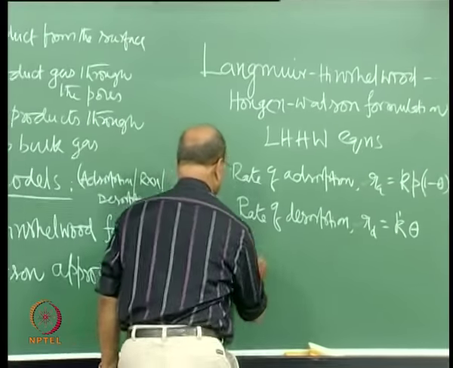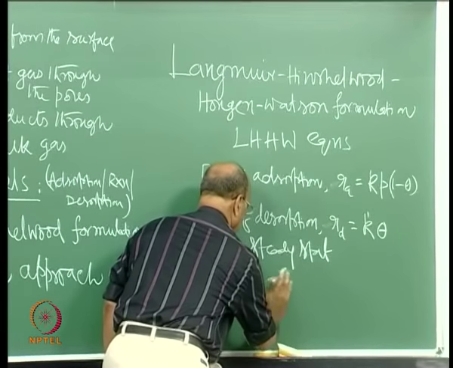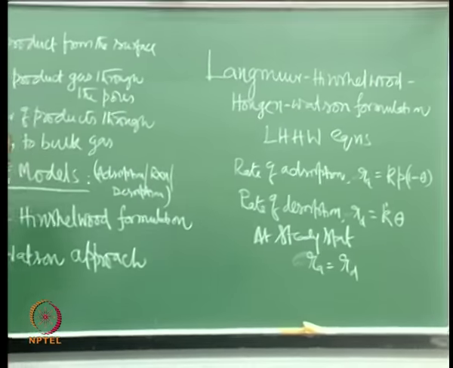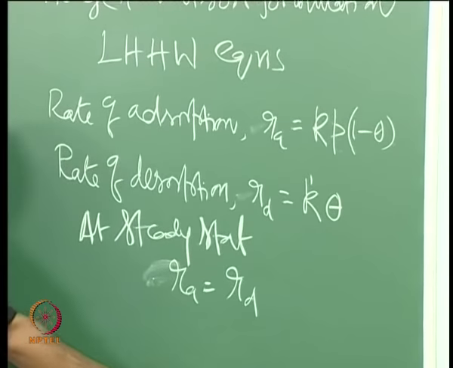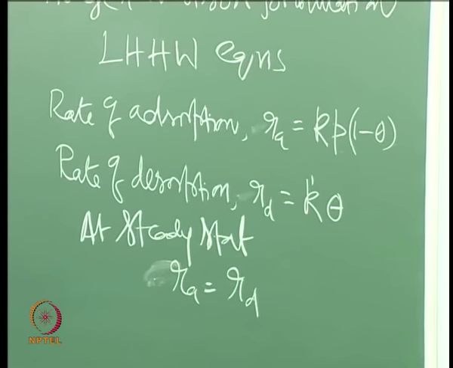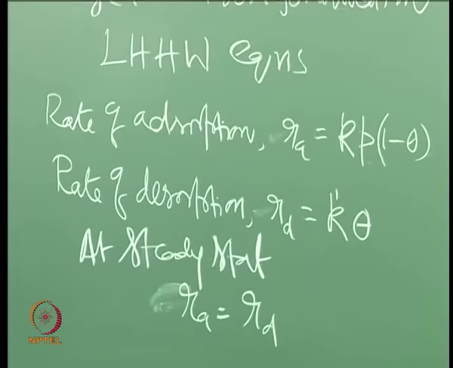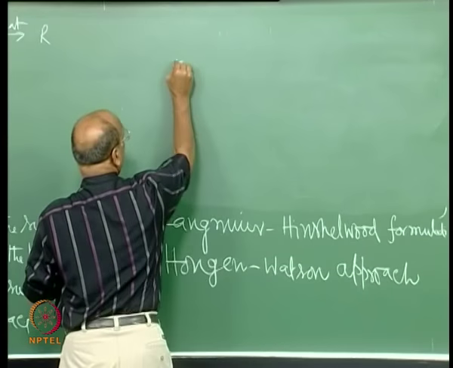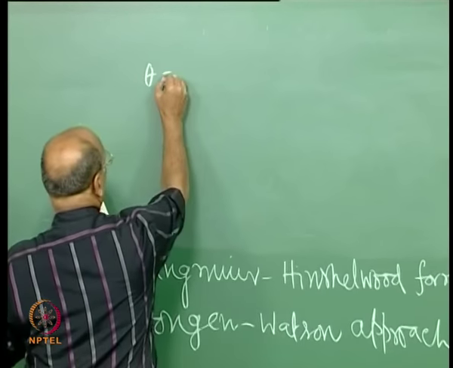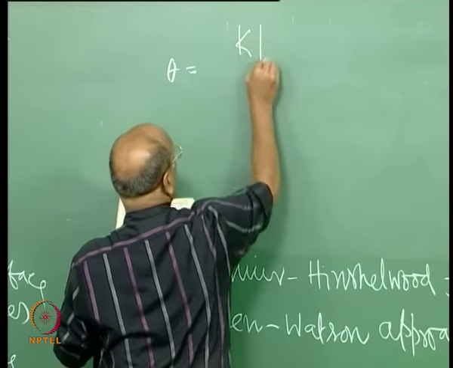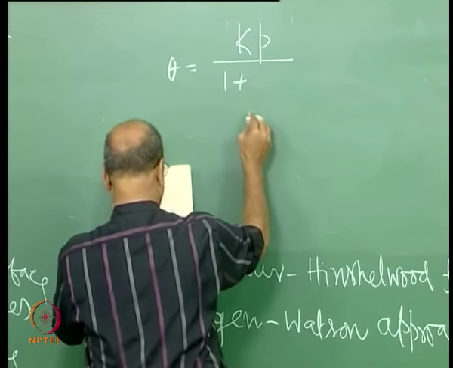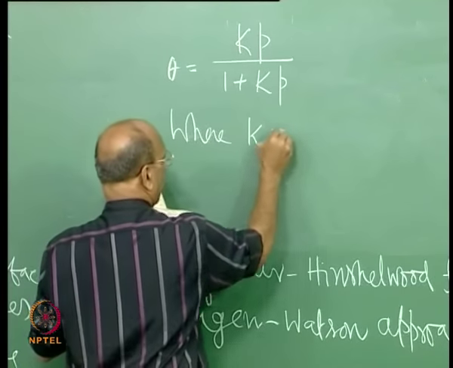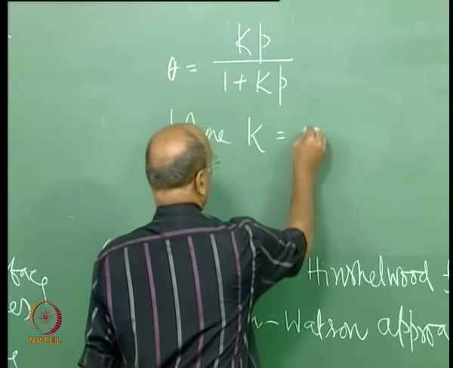So, at steady state, R A equal to R D, you just equate those two. Because this is easy, I thought I will cover this and then leave you. Do you remember the equation? Theta equal to capital K P by 1 plus K P, where capital K equal to K by K dashed.